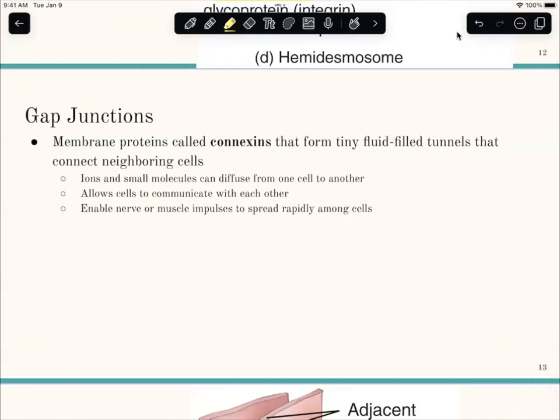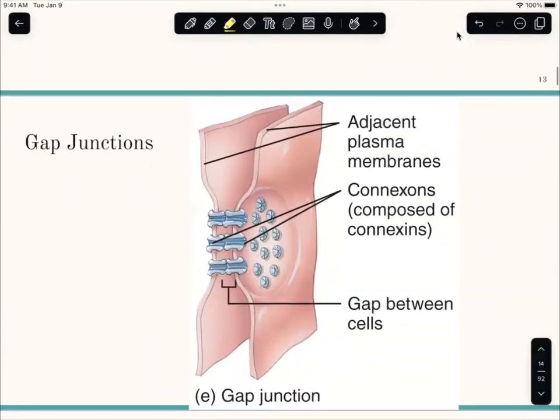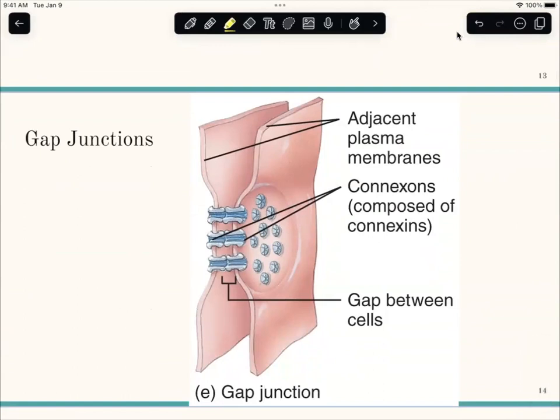Gap junctions, another type of junction that's holding cells together. We have proteins again. This time they're called connexins. And what they're doing is they're forming fluid tunnels. So let's look at this. We've got a gap junction here. And as you can see, we've got these little tunnels between the cells. This allows these cells to share information, share energy, share ions. This is allowing material to pass, or information even, to pass from one cell to the next cell.